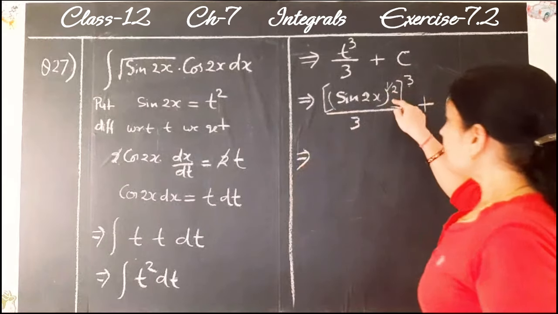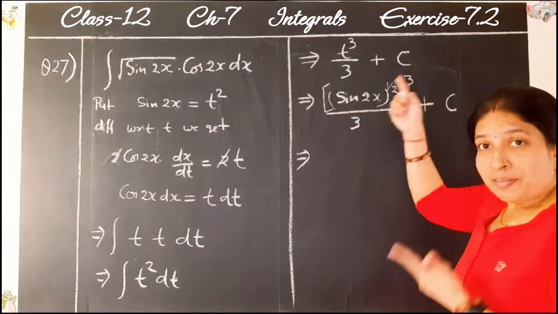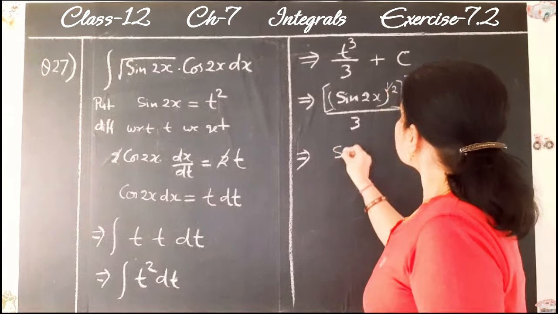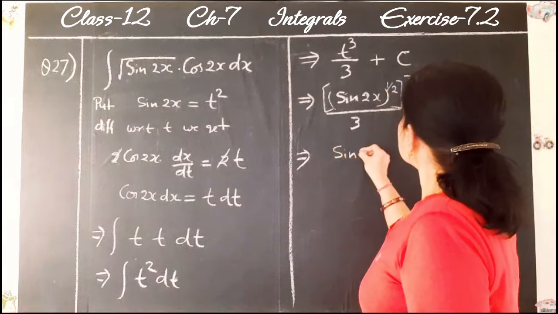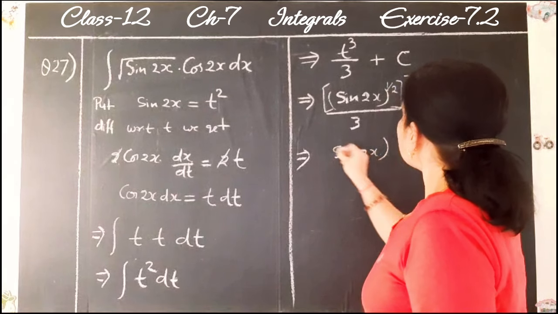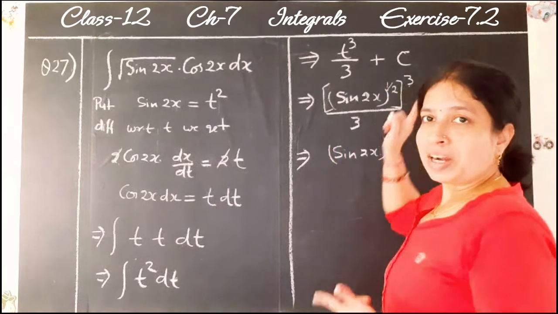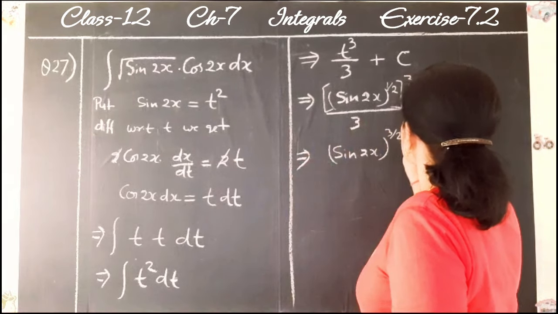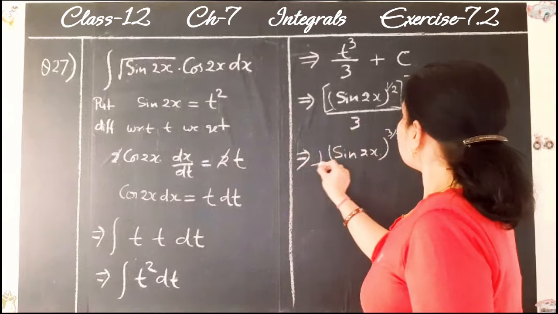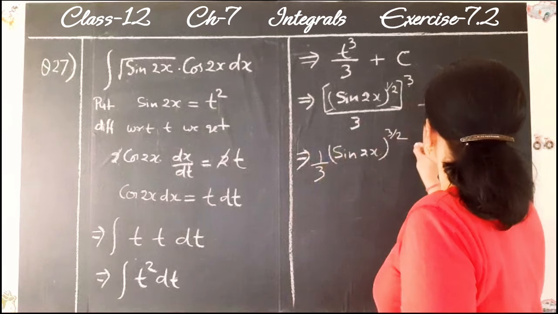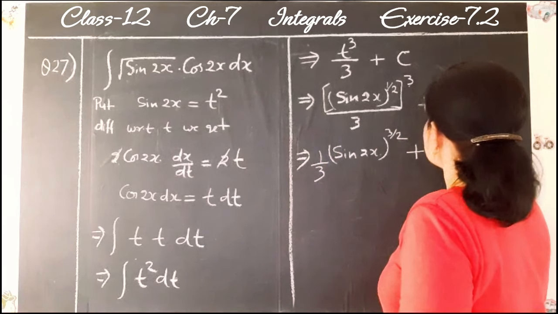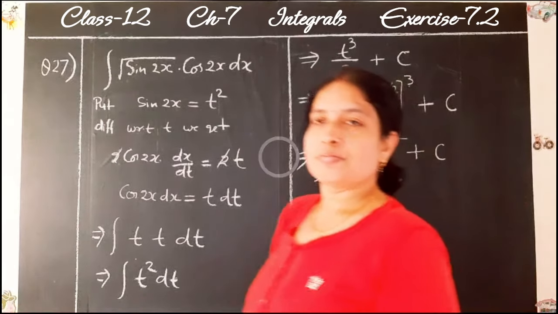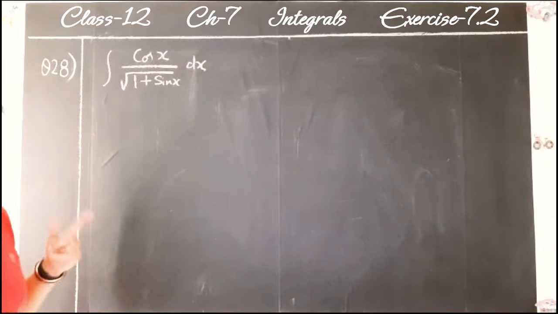Now here power of power will be multiplied, so it becomes sin 2x power 1 by 2 multiplied by 3 will be 3 by 2. So it will be 3 by 2, and write this 1 by 3 as it is, plus write a constant c. So this is our answer. So our next question is question number 28.